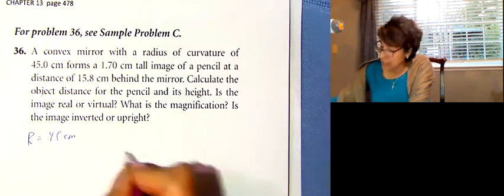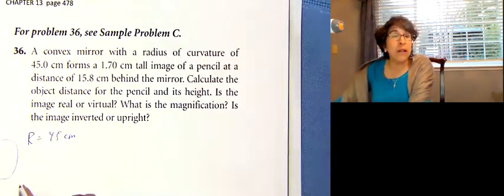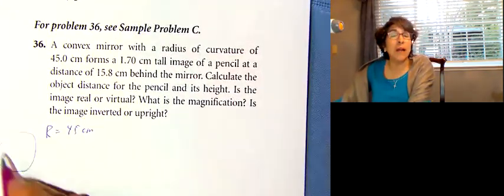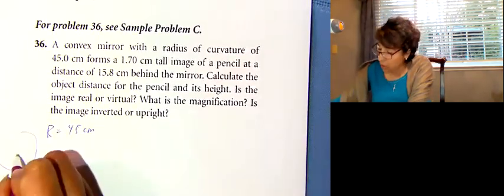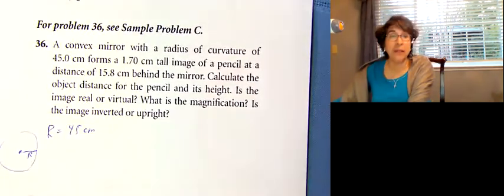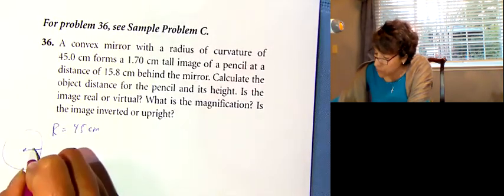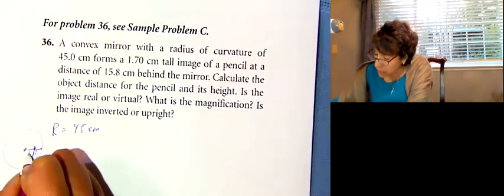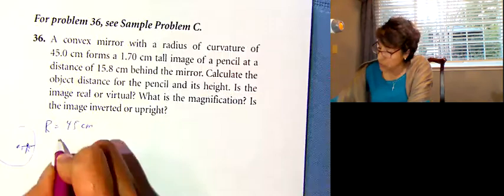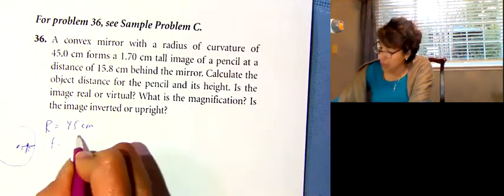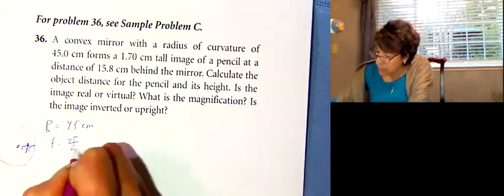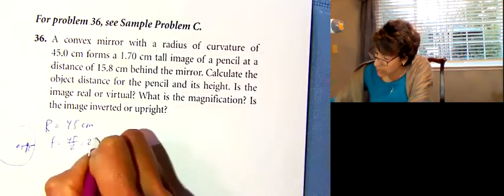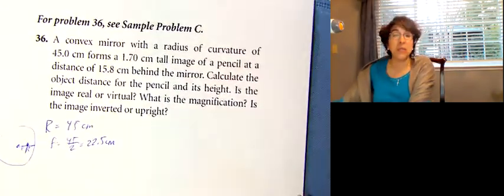Remember that the radius is as if your curved mirror is a ball. The radius is this part, right? But we want the focal length, which is right in the middle. Focal length is exactly the middle. So the focal length must be half of 45. So 45 divided by 2, which is 22.5 centimeters. That's what they tell us.